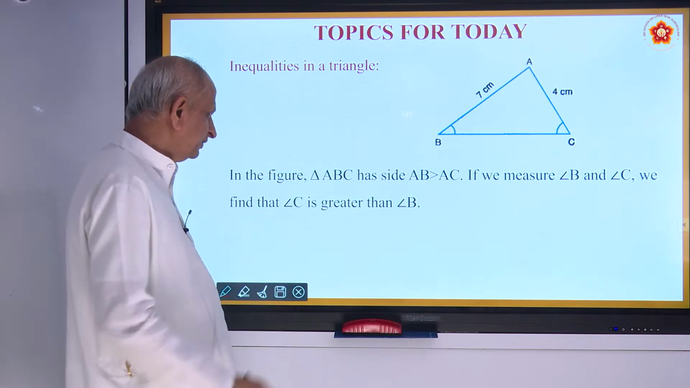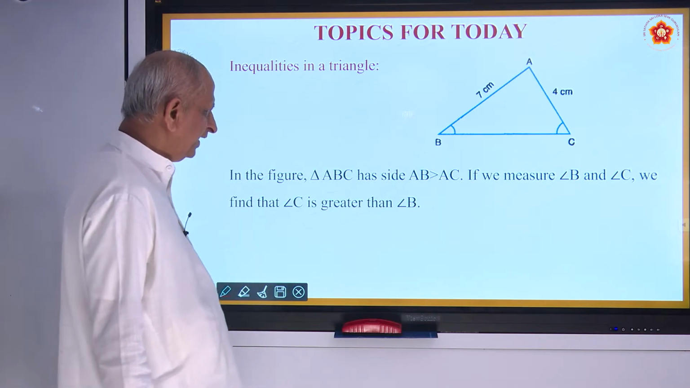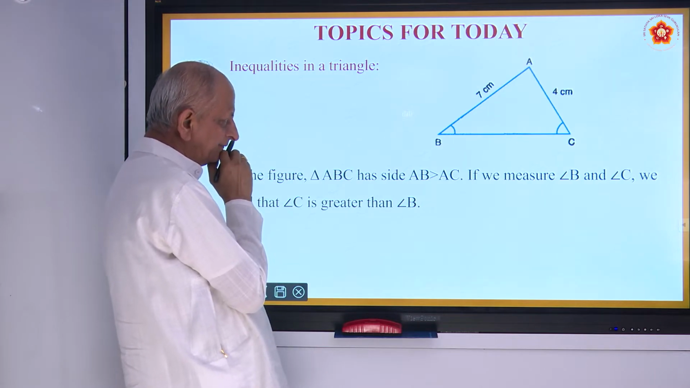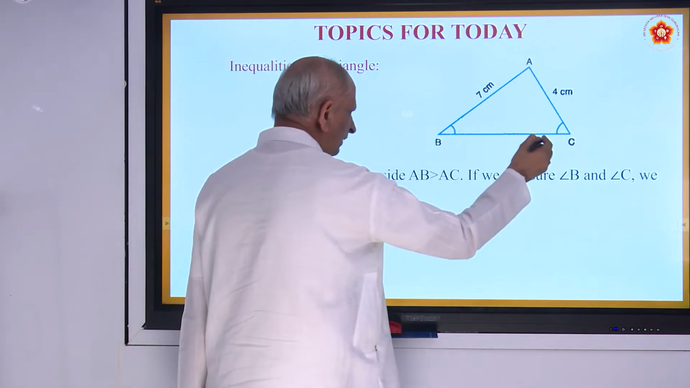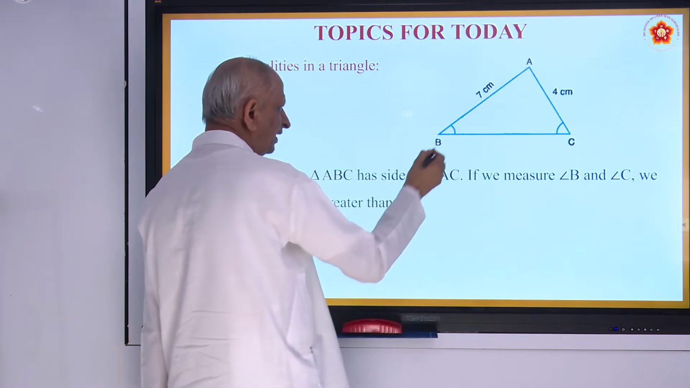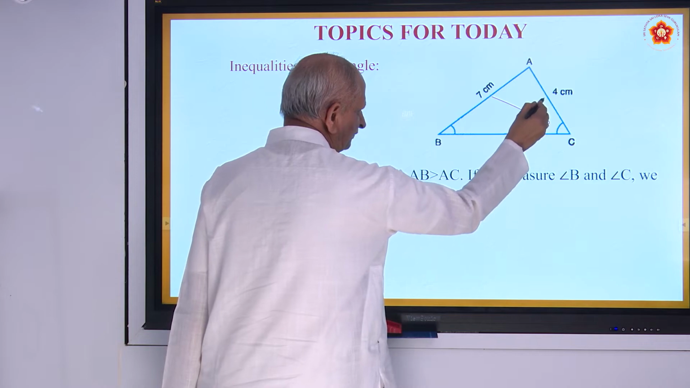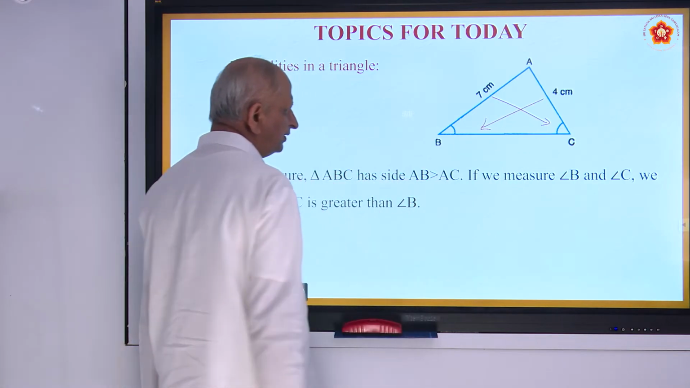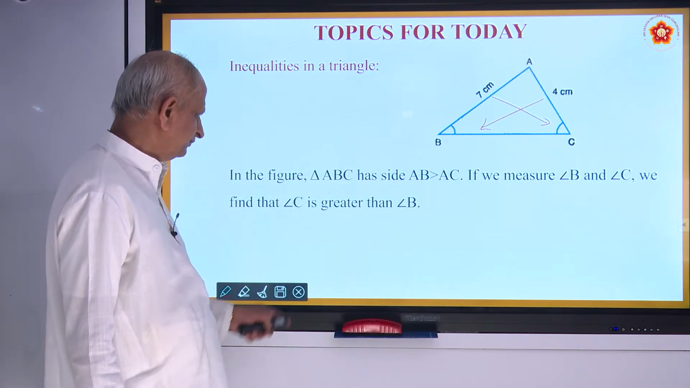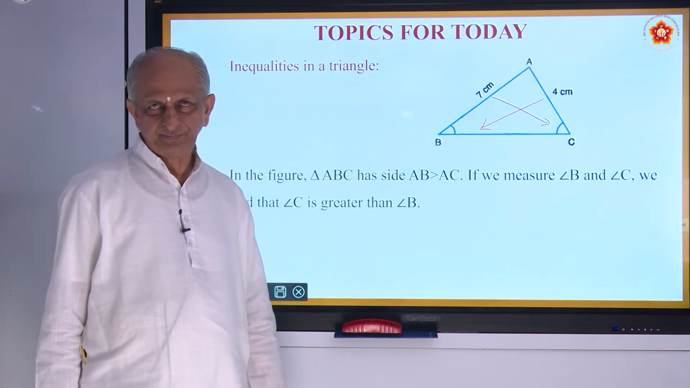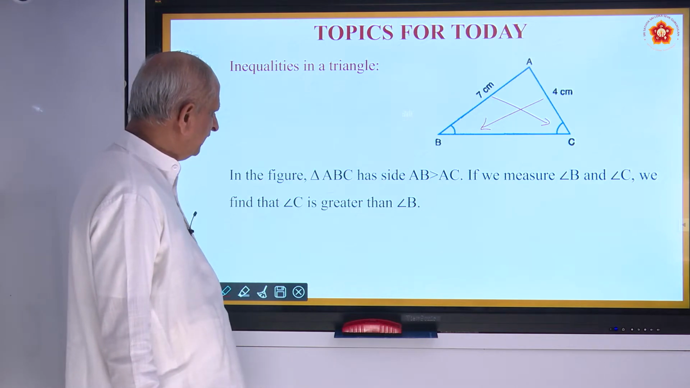In the figure, triangle ABC has side AB more than AC. So, if you measure, angle C will be more than angle B. That means the angle opposite to the greater side is more than the angle opposite to the smaller side. So, angle C will be more than angle B. That is what is called inequalities.